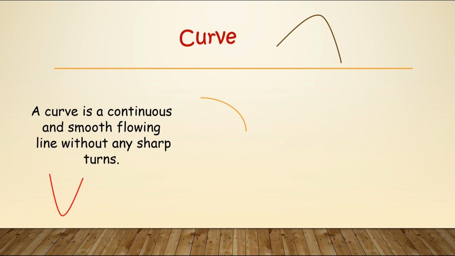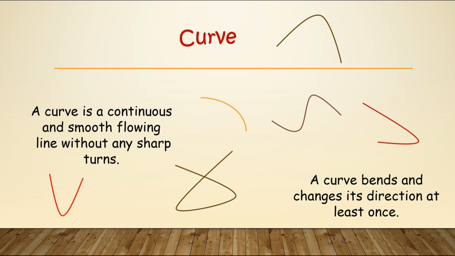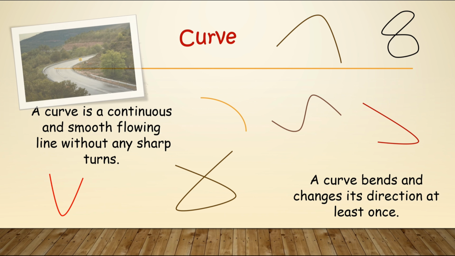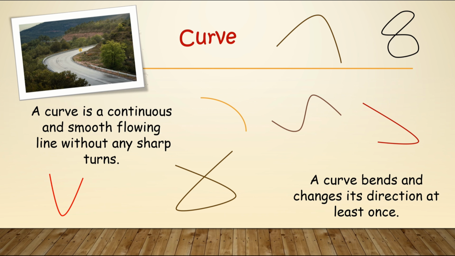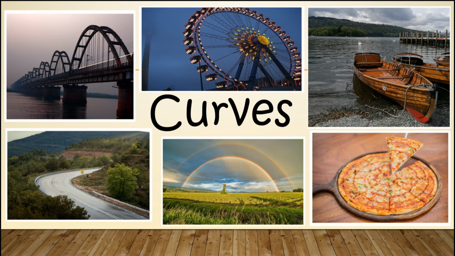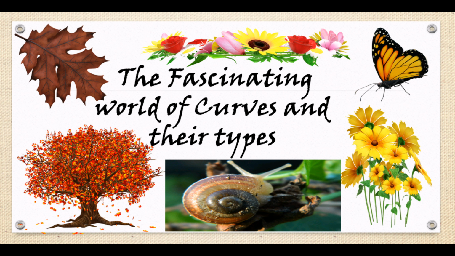If you observe the screen, you can see how a curve is drawn in different ways. And also, a curve bends and changes its direction at least once. The image displayed is an example of a curve. It shows a road with a curve. We can find different types of curves in our daily life, like bridges, sidewalks, roads, the shape of a boat, flowers, leaves, petals, etc.